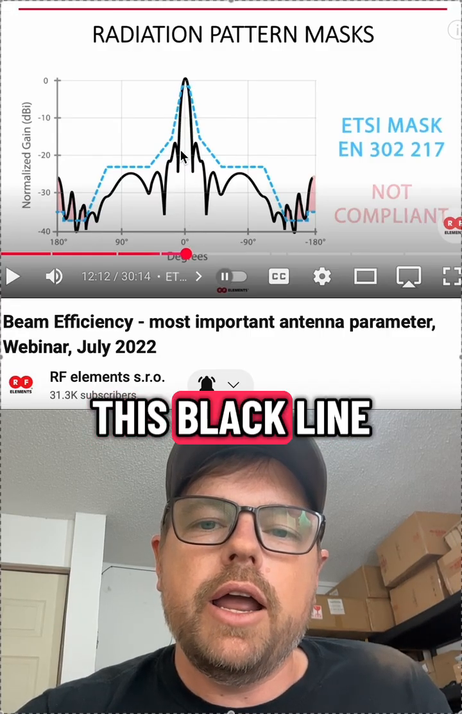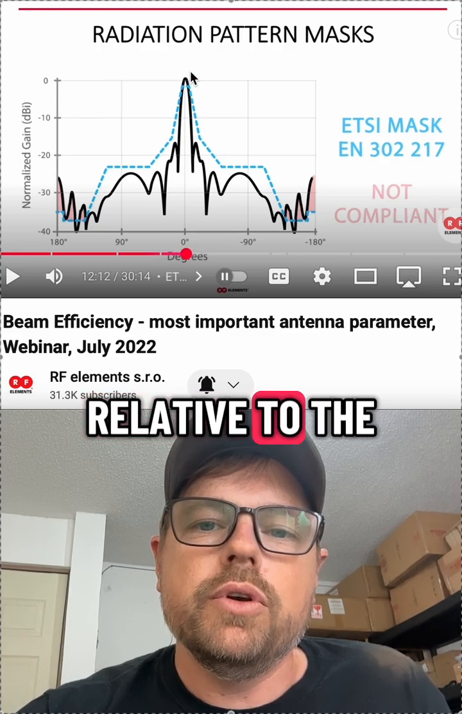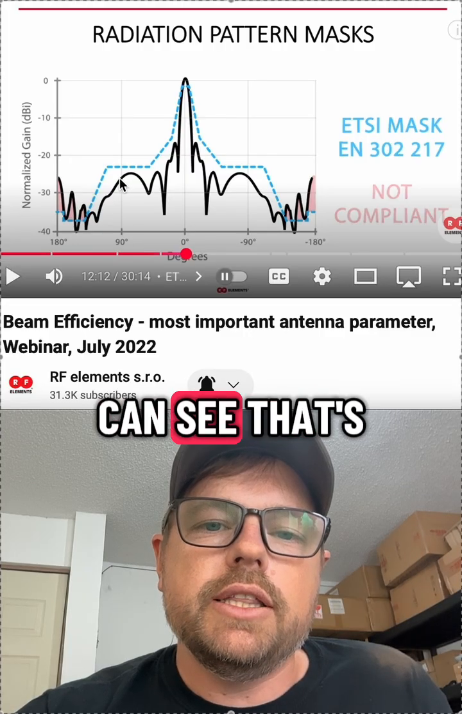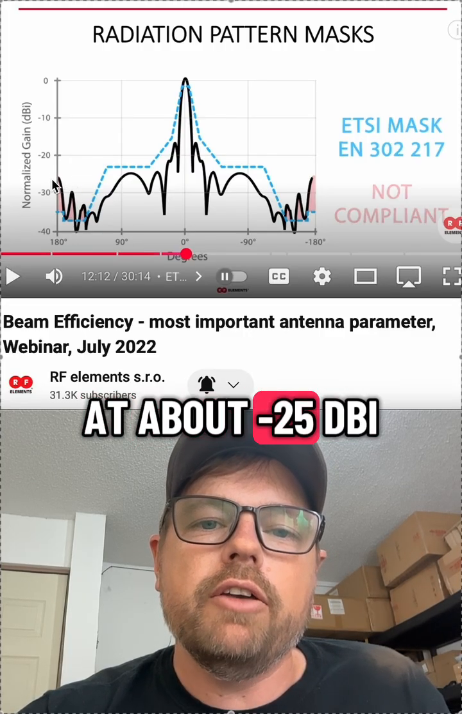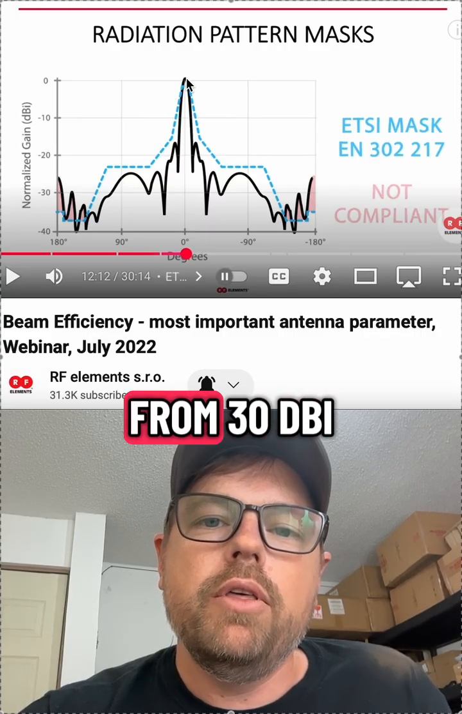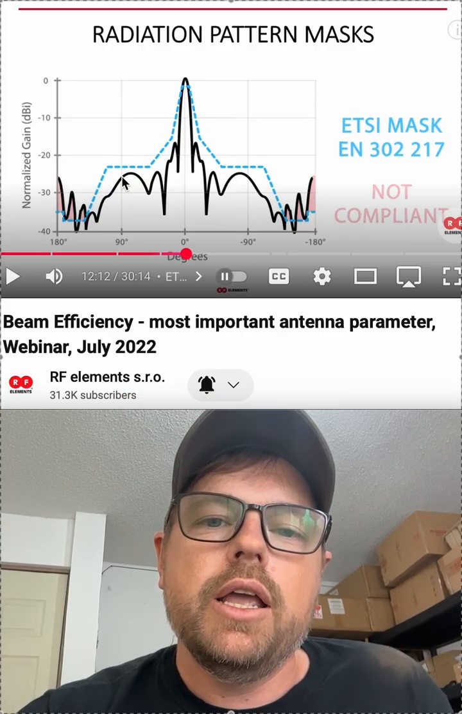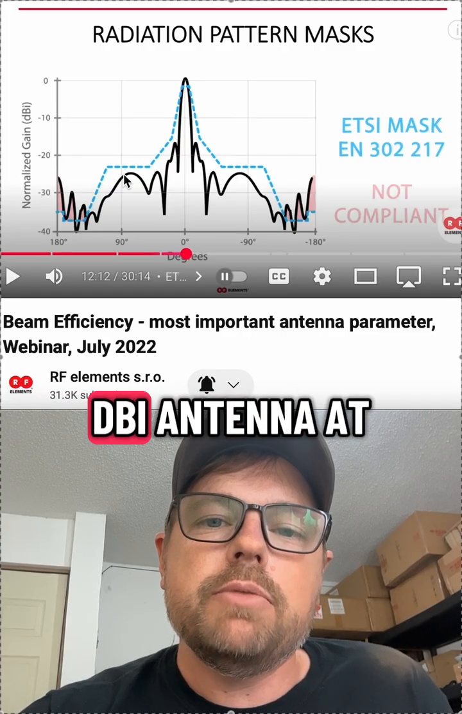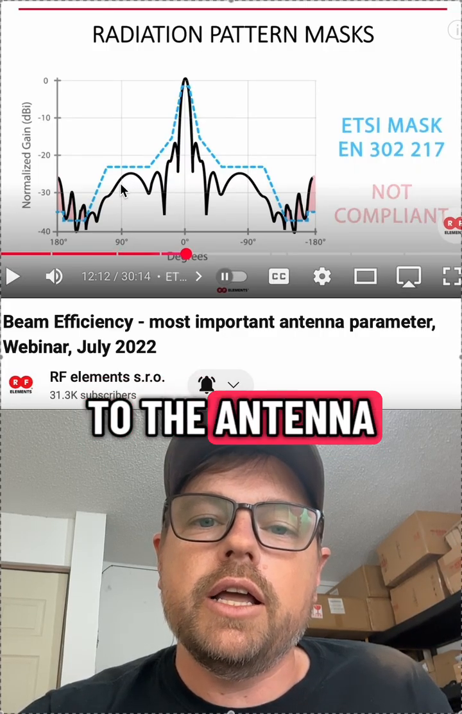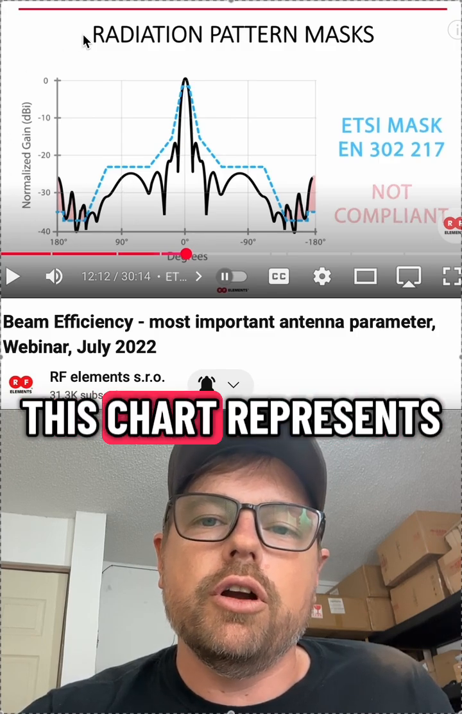And this black line represents the signal levels at any angle relative to the center of the beam. So at 90 degrees here, you can see that's at about negative 25 dBi. So negative 25 dBi from 30 dBi. So it's at about 5 dBi. And it's functioning like a 5 dBi antenna at 90 degrees. When you're perpendicular to the antenna, it's functioning like a 5 dBi antenna. And that's what this chart represents.